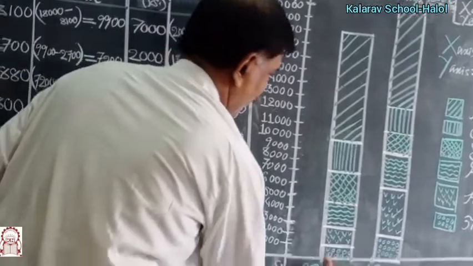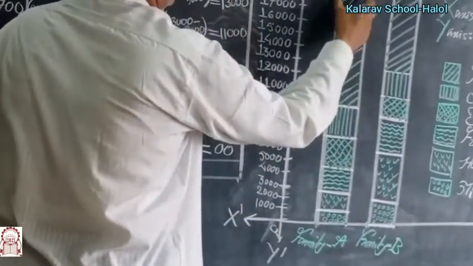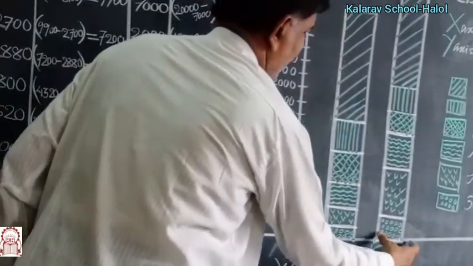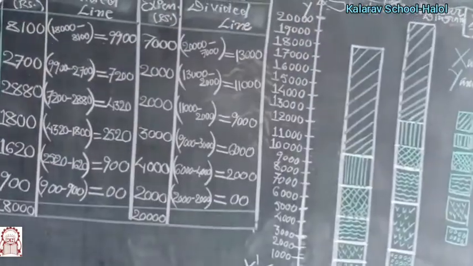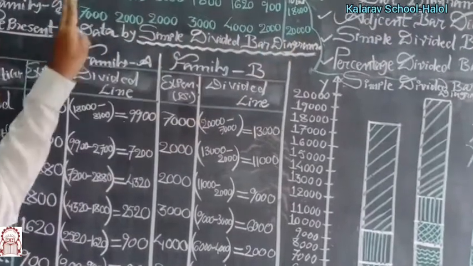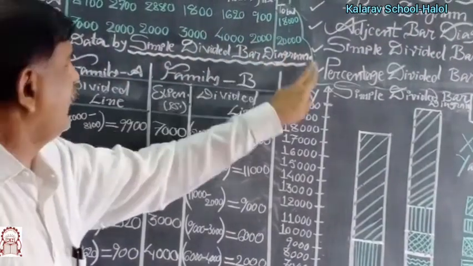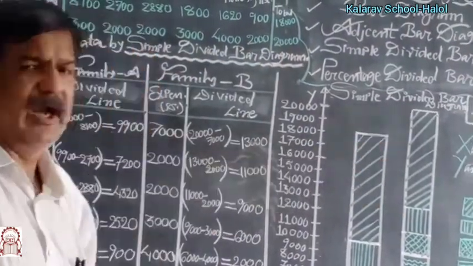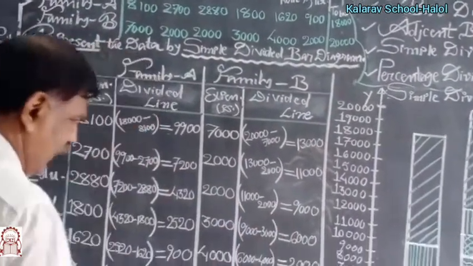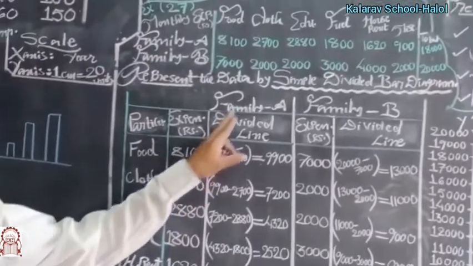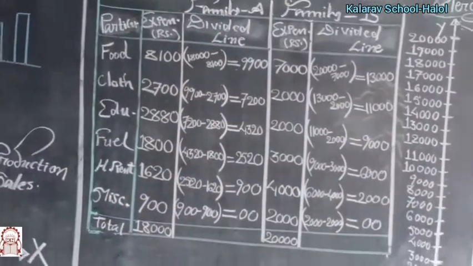For family A, the height of the column is 18,000. For family B, the height of the column is 20,000. We know the total expense of family A is 18,000 and the total expense of family B is 20,000. This way we get the height of the column. How to calculate the divided lines? Now see for family A only. How to distinguish?